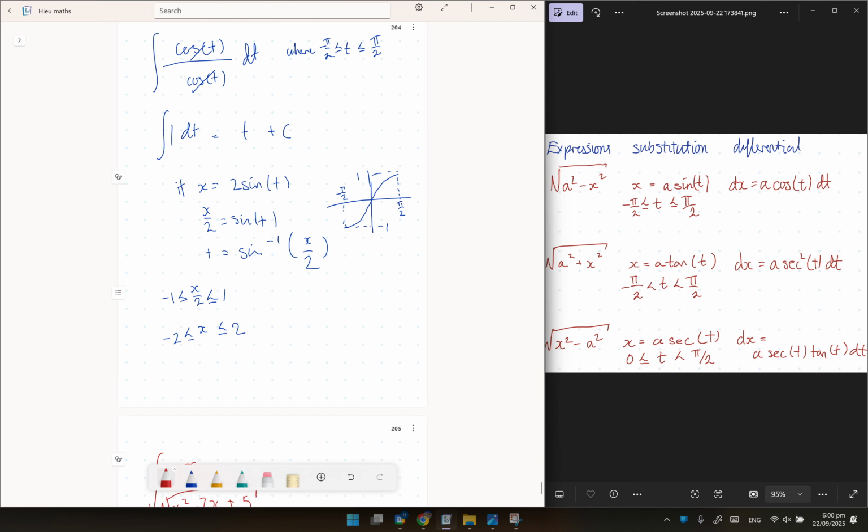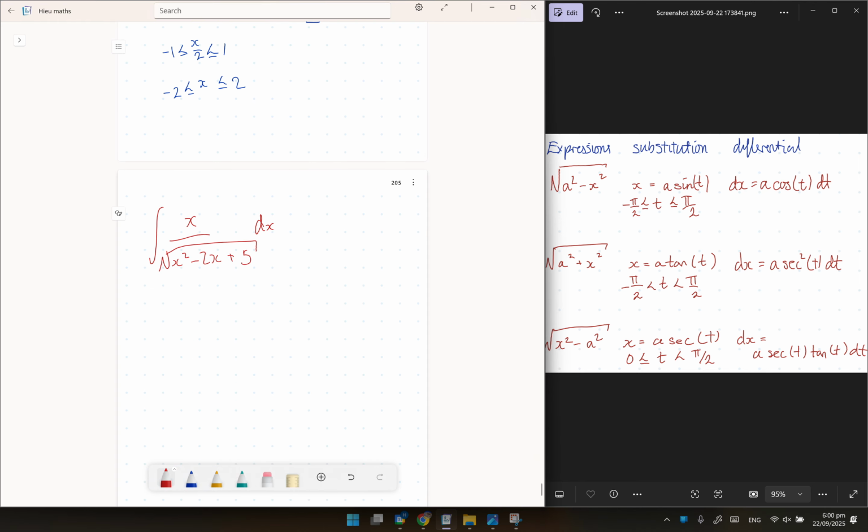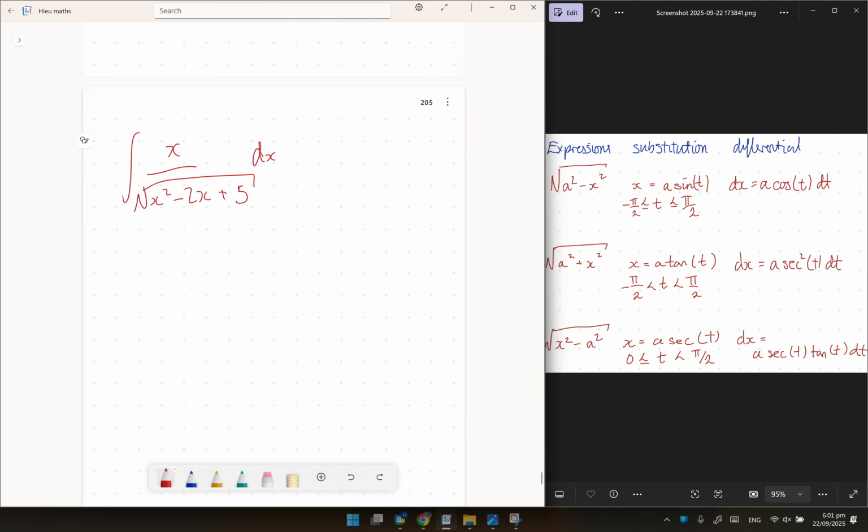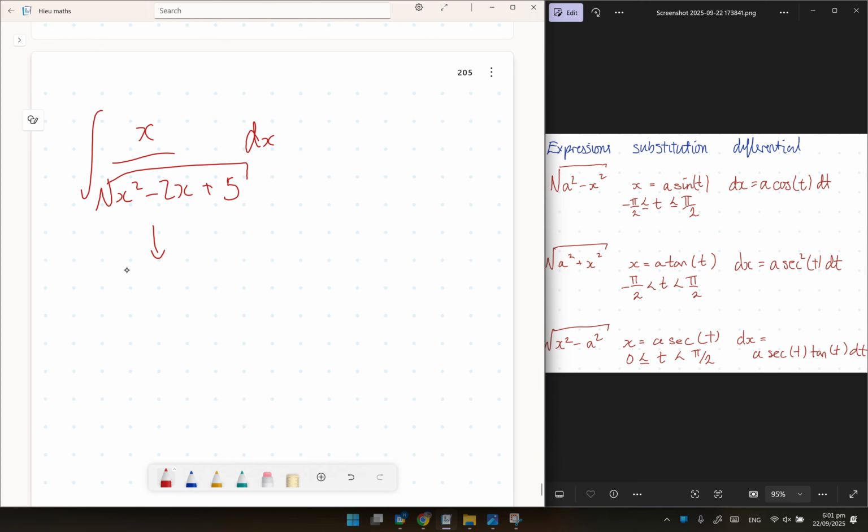Okay, so in this case, this denominator is proving difficult, right? How are we going to do this? Well, my first thought was to figure out how we can factorize this. But if you see, there are no factors.